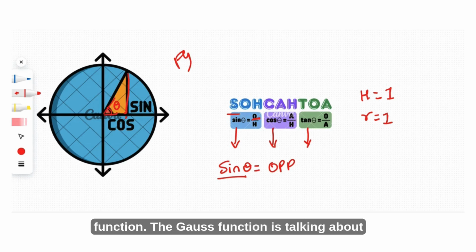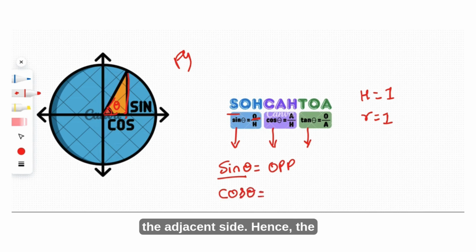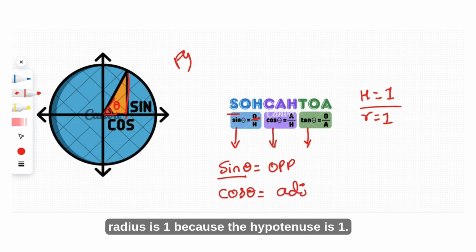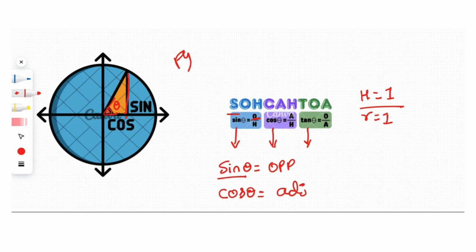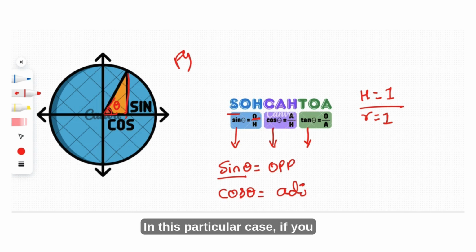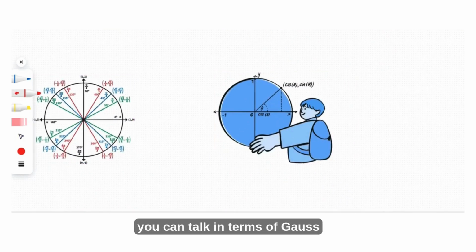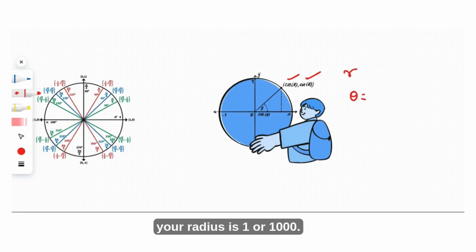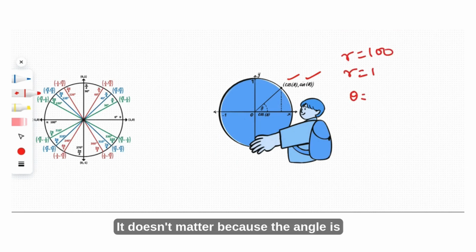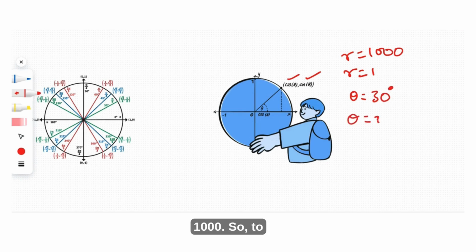Similarly, the cos function is talking about the adjacent side, because the hypotenuse is 1. In this particular case, if you take any point on the circumference, you can talk in terms of the cos function and sine function. Because theta will be similar whether your radius is 1 or 1000. It doesn't matter because the angle is similar in every case. If your theta is 30 degrees for a radius of 1, it is the same for 1000 as well.